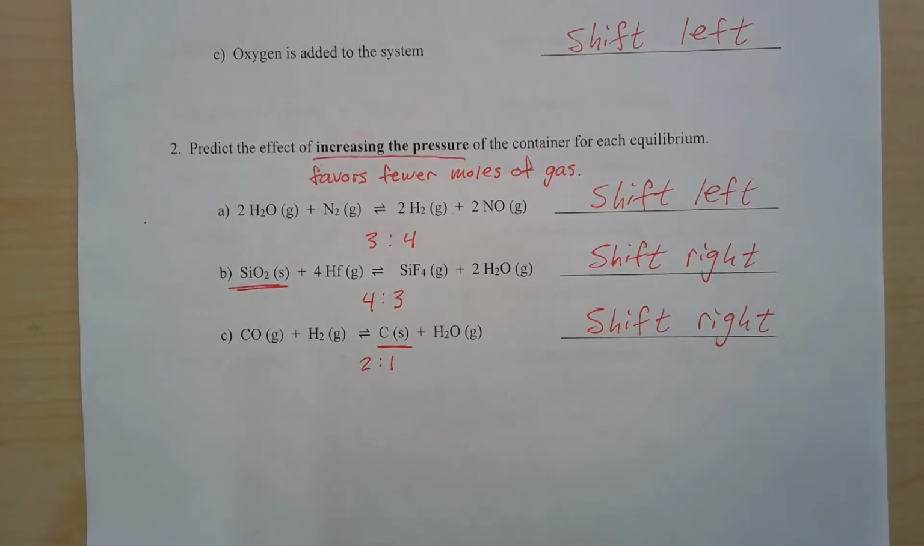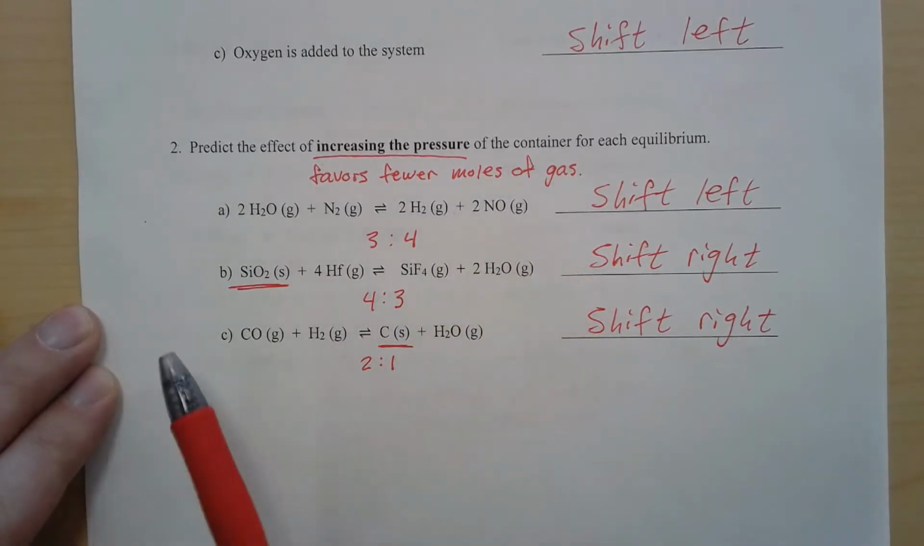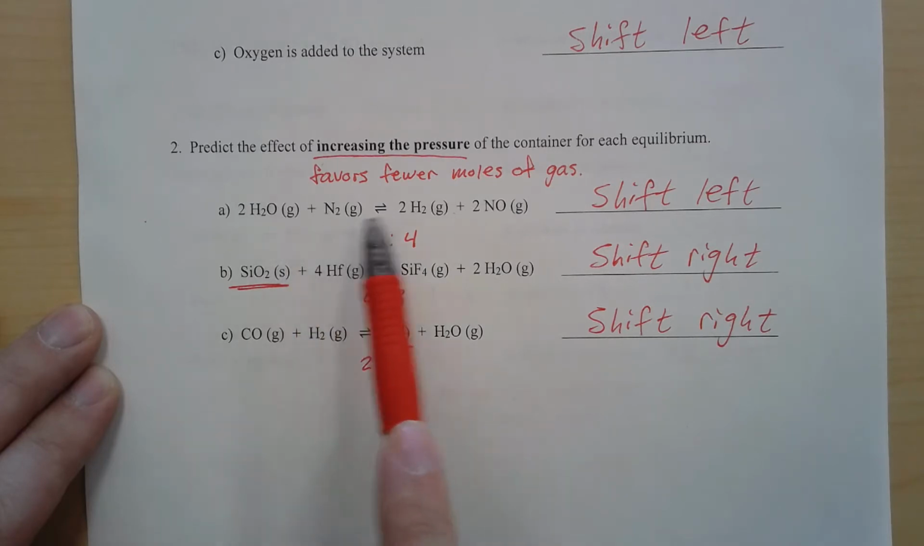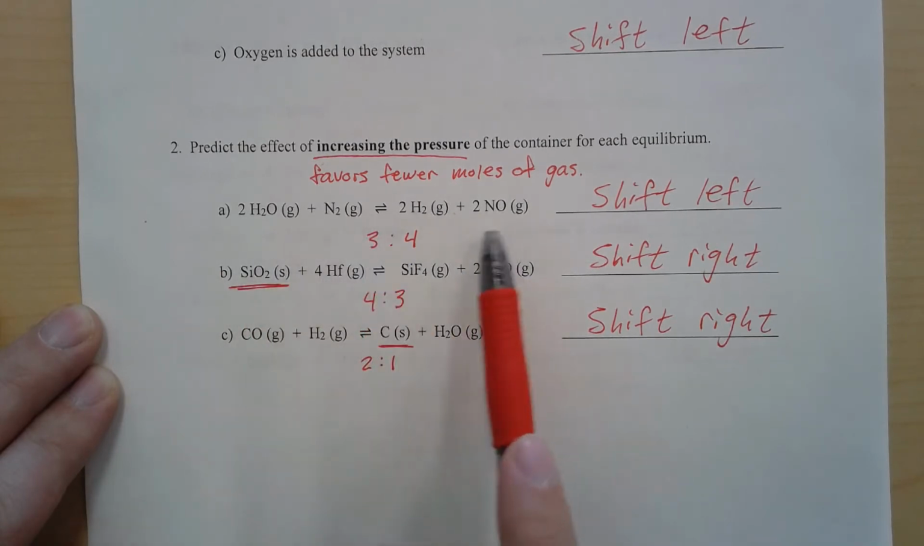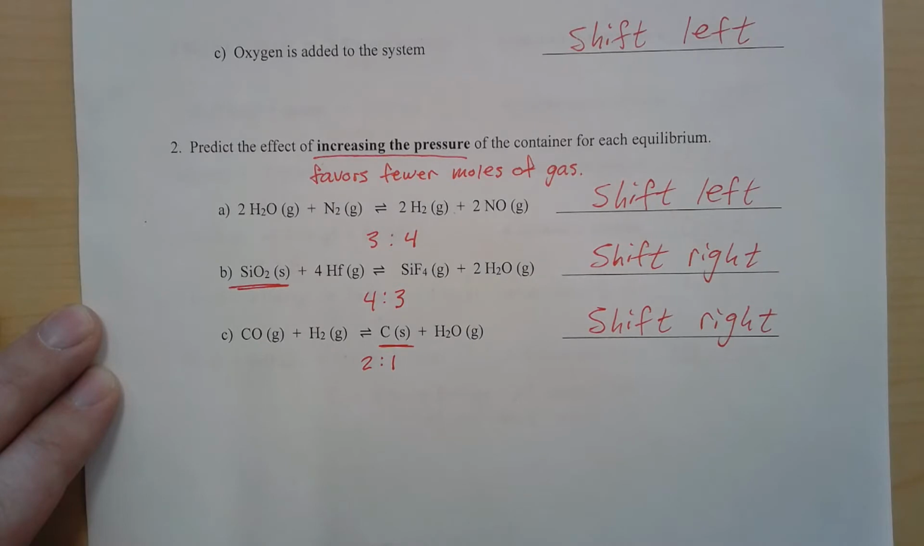Okay, moving on. Predict the effect of increasing the pressure of the container for each equilibrium. Okay, increasing the pressure will favor fewer moles of gas. So keep that in mind here. We're looking for the side that has fewer moles of gas. So I would first go ahead and check and make sure that each of these are gases, which they are. 2 plus 1 is 3. Compare that to 2 plus 2, which is 4. So it will shift to the side that has fewer moles of gas, which is left.